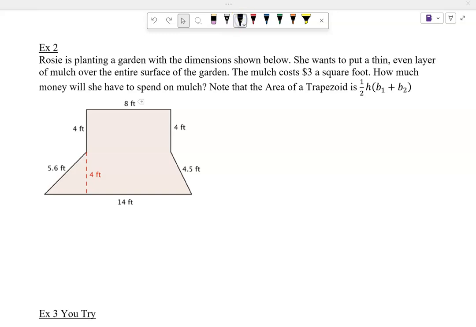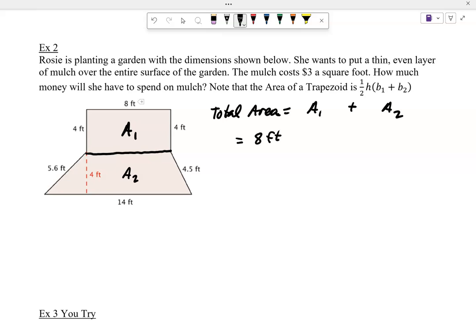So I'm going to split this up again. Why don't we split this into a rectangle? I'll call that, how about area 1, that rectangle? And then I'll call this area 2. I've got a trapezoid down there. Okay, so this total area would be area 1, which is the rectangle, plus area 2 being the trapezoid. So area 1 would be base times height, or length times width. There's that top rectangle, length times the width, right? So I got 32 square feet from that.